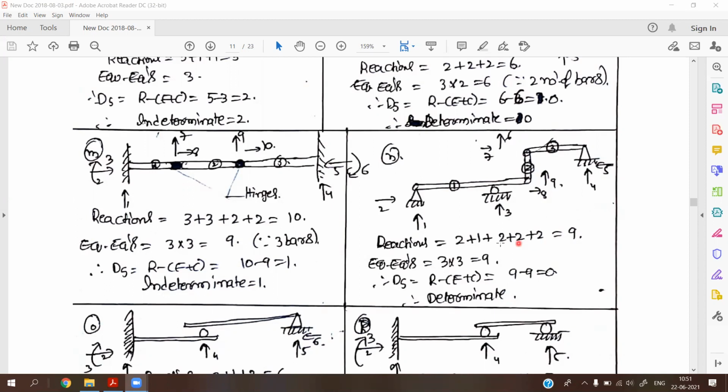So in total we have nine reactions. Next, due to the presence of this hinge we have one beam on this side and one beam on this side. Again, due to this hinge we have one beam on this side and one beam on this side. So in total we have three beams, and each beam has three equilibrium equations. So 3 into 3, total 9 equilibrium equations. Therefore 9 reactions and 9 equilibrium equations, so 9 minus 9 is equal to 0. Therefore this is a determinate structure. The most important thing is that whenever hinges are present, these points must be identified. Okay, thank you.